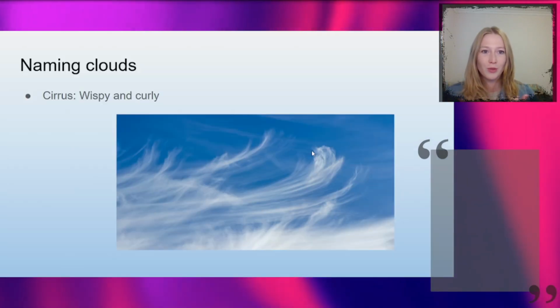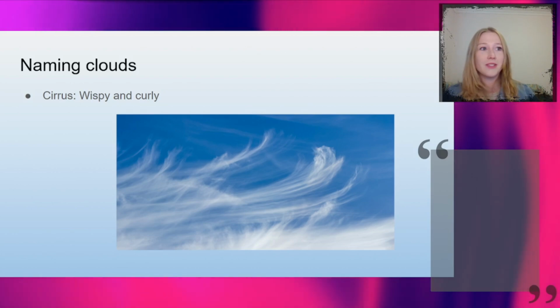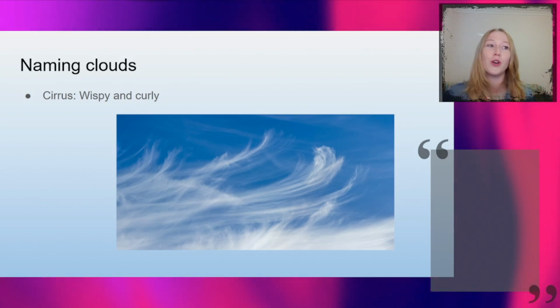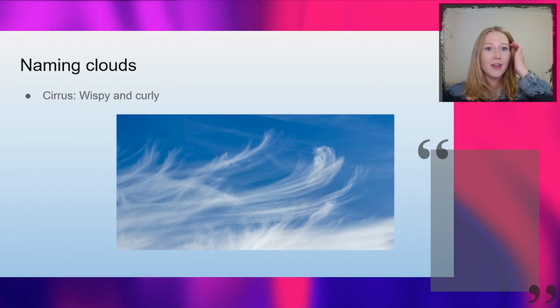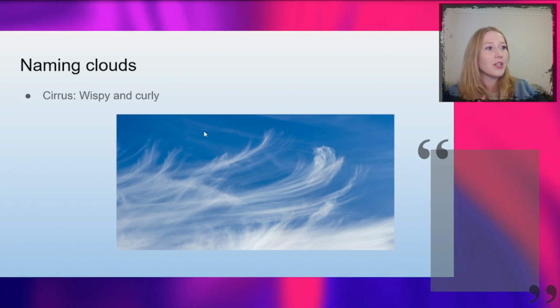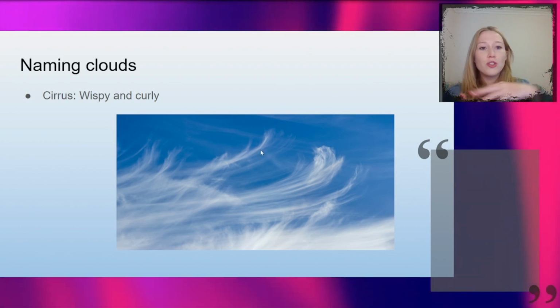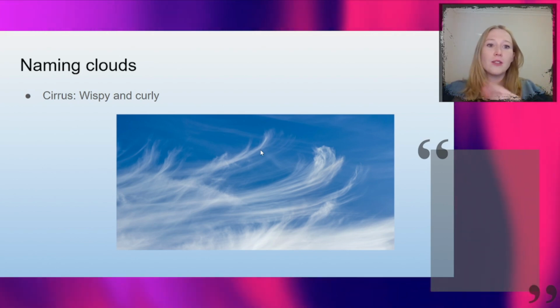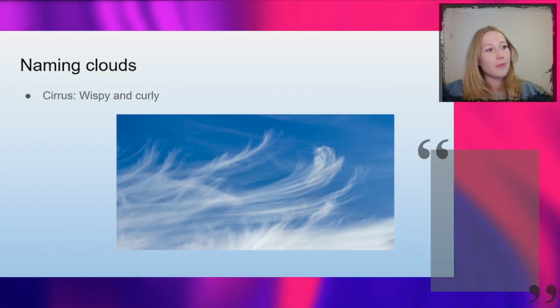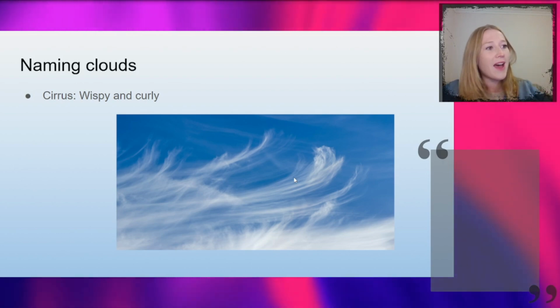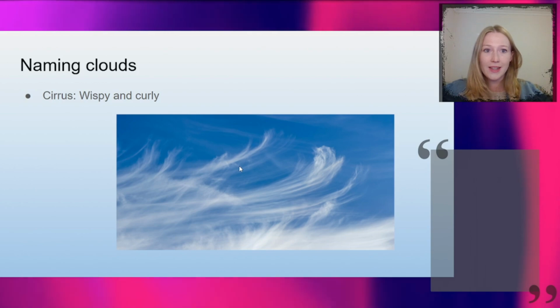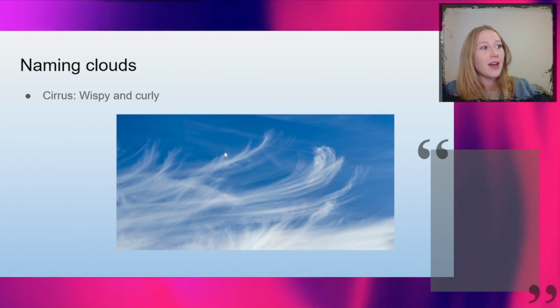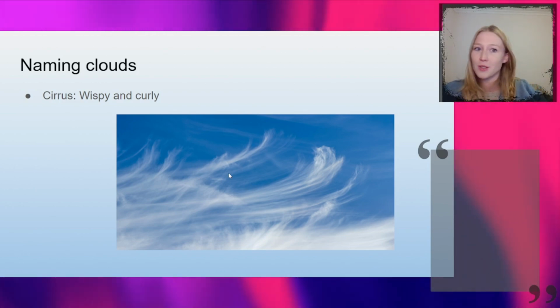The first important word that you need to know is cirrus. Cirrus means curly or wispy. And when you think of cirrus clouds, you think of these little strands of curls, these fluffy clouds, or these little thin clouds that look like puffs of smoke. And you usually see these really high up in the atmosphere, and they're very often made up of ice crystals.